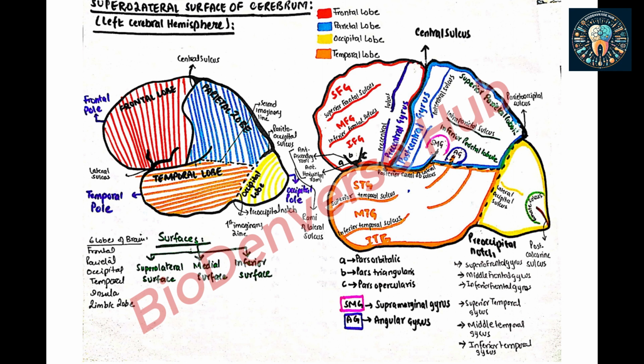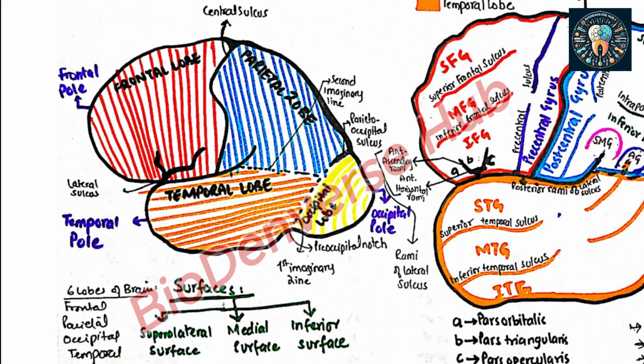The first one is shaded in the red color and that corresponds to your frontal lobe. The frontal lobe is separated from the parietal lobe, shaded in the light blue color, by the central sulcus. After that, we have a lobe shaded in the yellow color that corresponds to your occipital lobe. The occipital lobe is separated from the parietal lobe by the parieto-occipital sulcus.